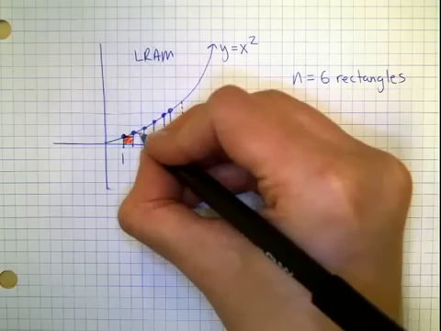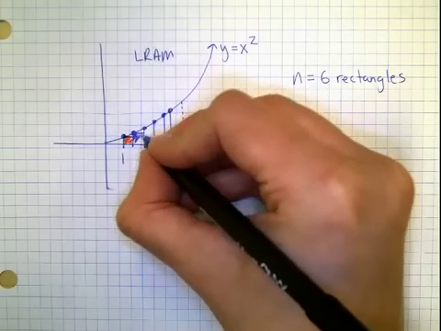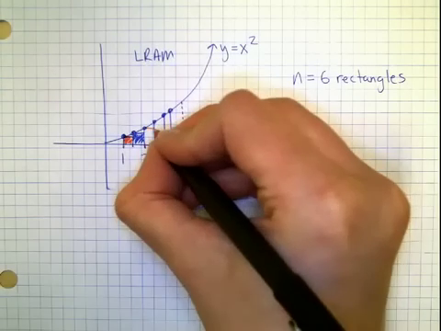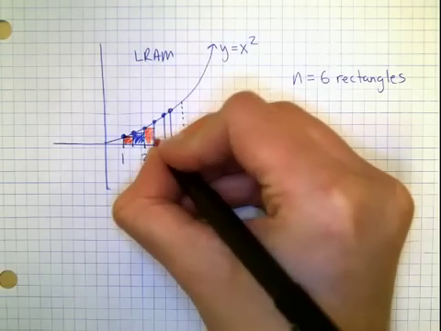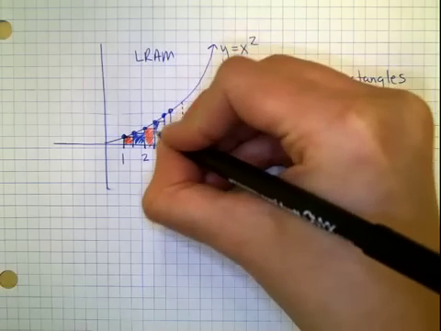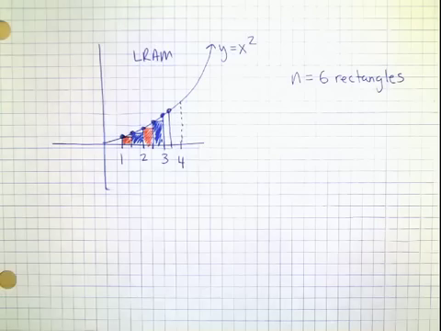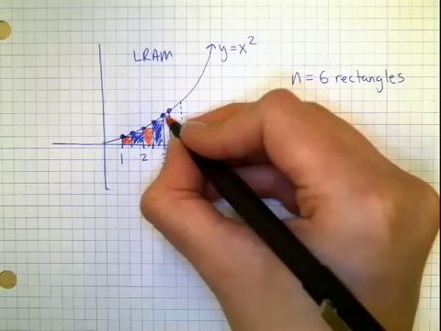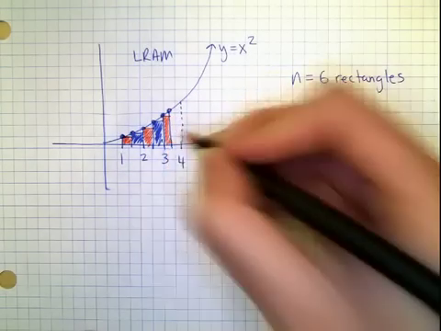And then I'll go up to 1.5, make a little line that goes across. There's my second rectangle. Then I'll go up to 2, make a line across. There's my third rectangle. Then I'll go to 2.5, make a line across. There's my fourth rectangle. And then I'll go up to 3, make a line across.